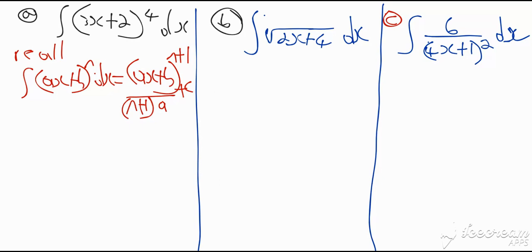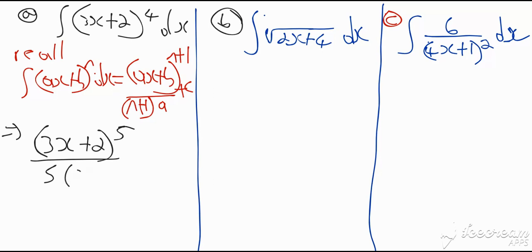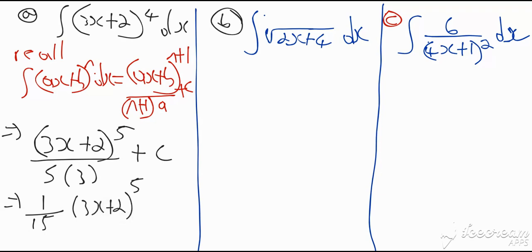So applying that to question A, the power here of the bracket is 4. So I'm going to add 1 to that. So I'm going to have (3x + 2) raised to the 5th power. I now divide by the new power, which is 5, times the differential of the bracket, which is 3. Or I can say times the coefficient of x, which is 3, plus my constant of integration. And if I want, I could tidy this up and say 1 over 15, (3x + 2) all raised to the 5th power, plus a constant of integration.